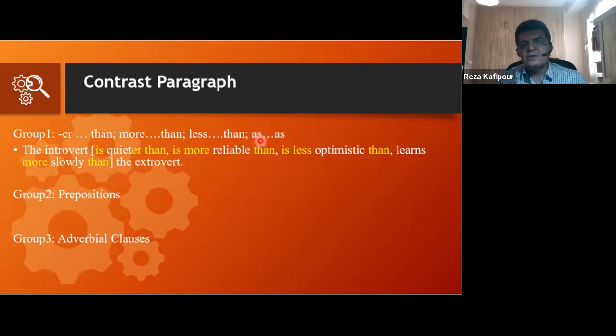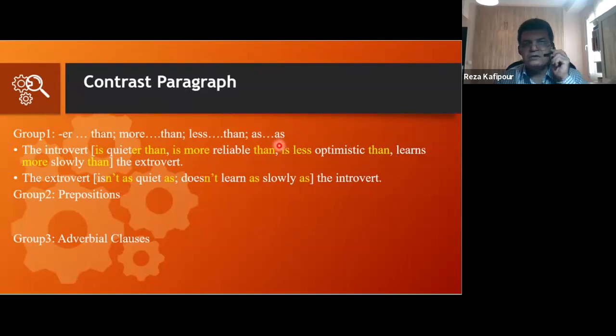But what about "as"? If you use "as" as a structure in negative form, it is actually used for contrast, for discussing differences. For example, the extrovert isn't as quiet as the introvert, or the extrovert doesn't learn as slowly as the introvert. So as you see, between "as", we should use an adjective or adverb based on the structure.